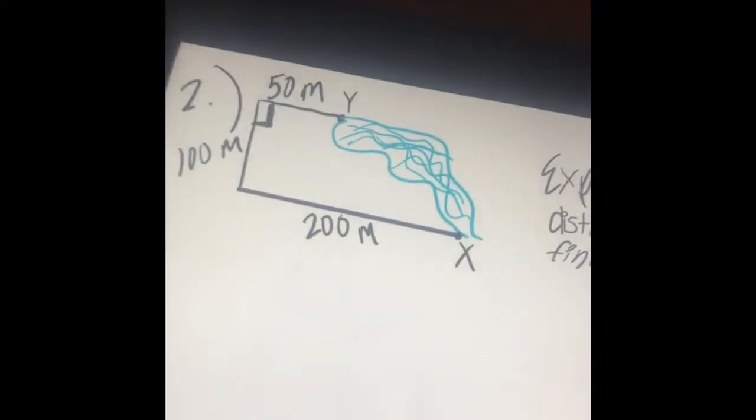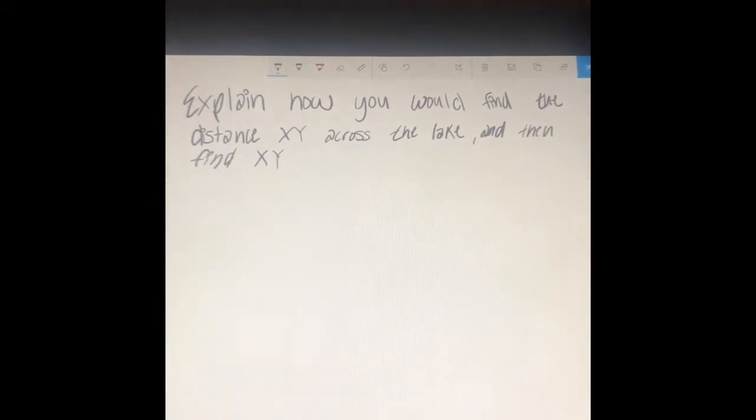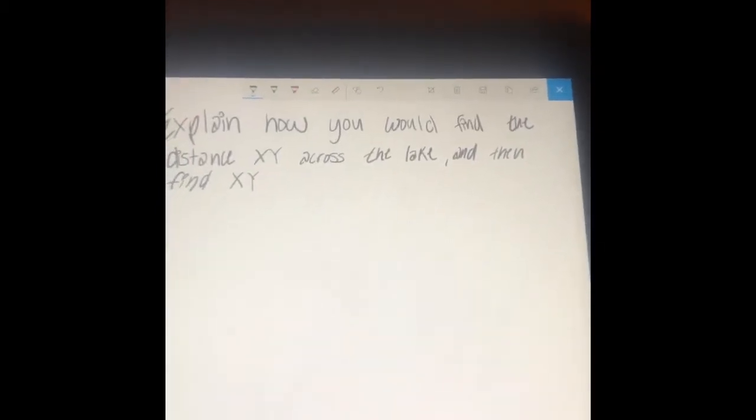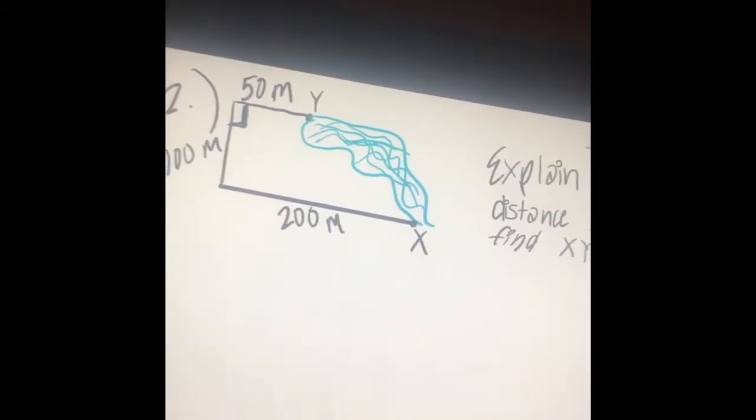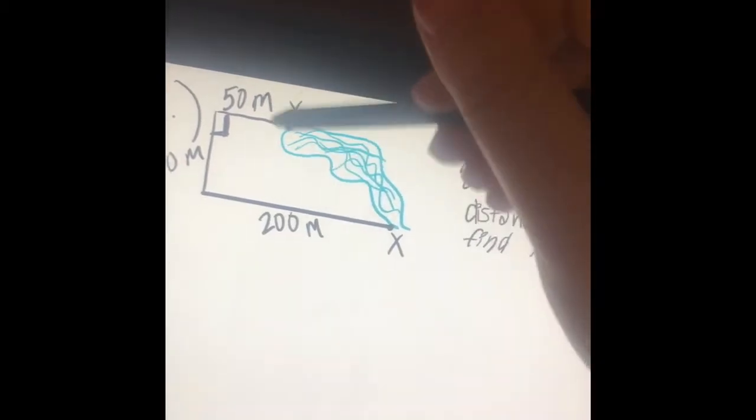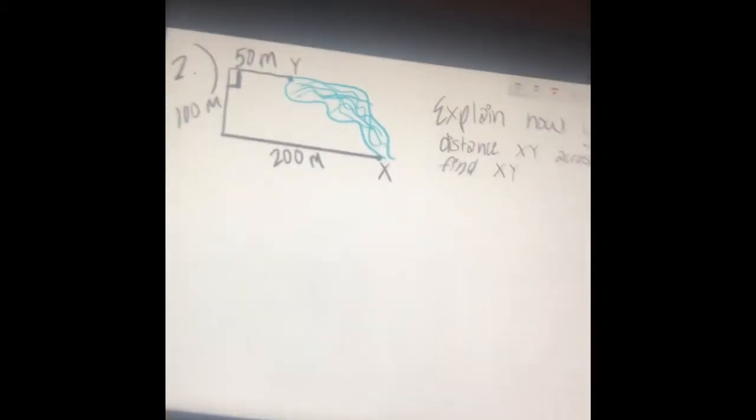In this question, we are given a figure, in this case a lake, and we are asked to explain how you would find the distance XY seen here across the lake and then find that distance. Initially looking at this figure, I saw that if I were to connect a point, essentially right through here, it would give me a right triangle.